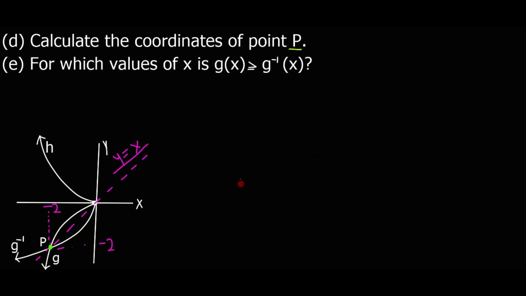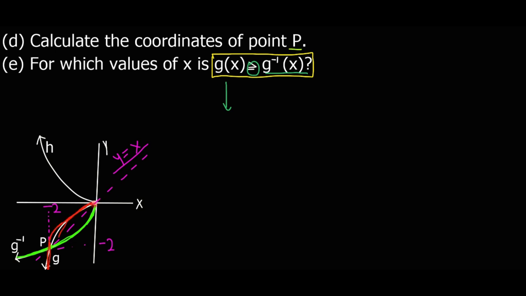Let's look at part E. Part E: for which values of x is g of x greater than the inverse? What is important is whether it is greater or equal. We want the places where the graph of g is above g inverse or they are equal. We know that when they are equal, that is where they intersect. But when g is greater, we expect to see the graph of g above the inverse. If you look here, we have the inverse, and then here we have the graph of g.